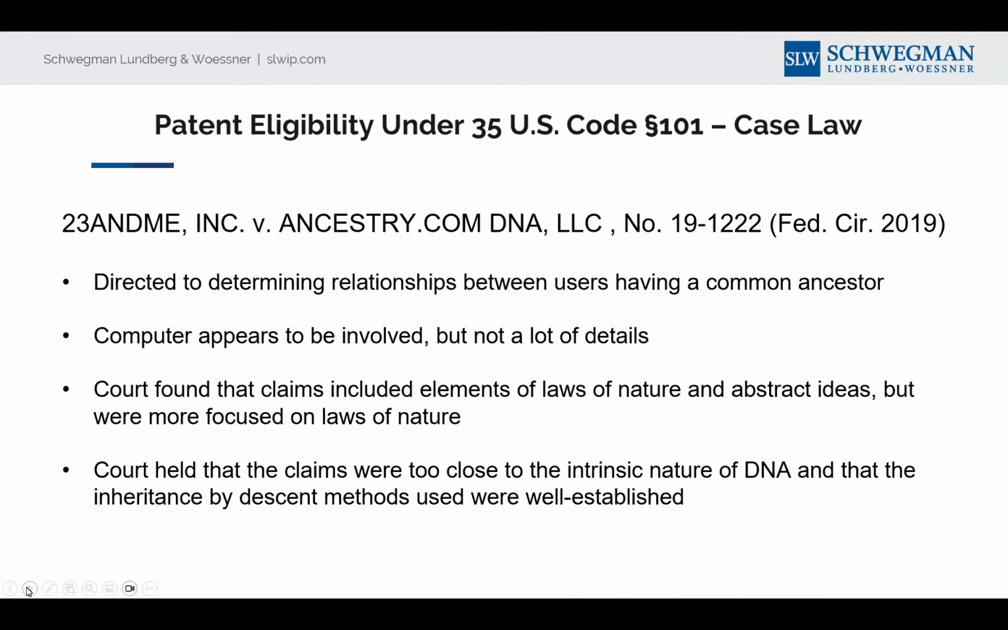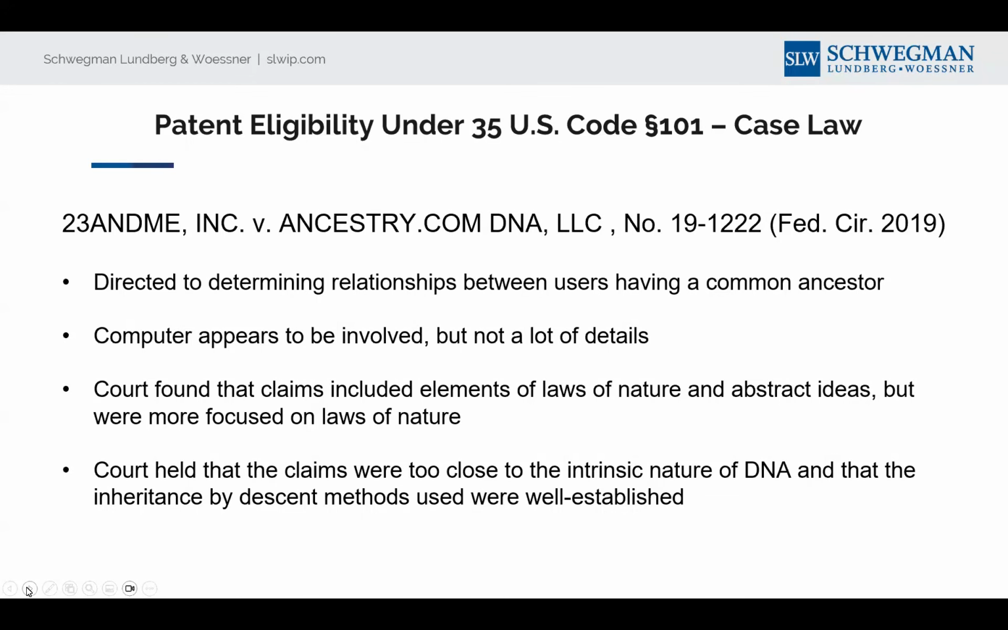There's no opinion from the Federal Circuit on this that's written, and I'm not sure if the audio is still available, but I remember listening to the audio, it was fascinating to try and understand their weighing of, is this a law of nature or is this an abstract idea? Because it's around determining haplotypes and using inheritance by descent, the IBD methods, to determine if people were related to each other.